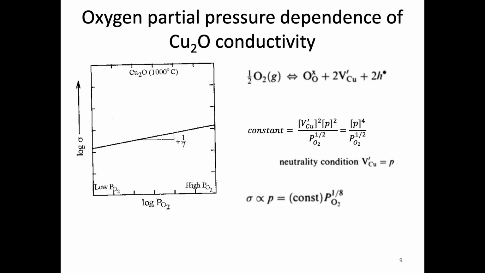And so same thing if we create that mass action expression here, and then the neutrality condition where the holes are going to be equal to the vacancies, then we can simplify that, and in this case we would get a 1/8 dependency. So that would be our slope. And so you'll see that we have a 1/8 here and a 1/7. That's probably as close as we can do. So that's pretty close. There could be other factors happening, but again, it is experimental results. So we are close to that level. So this is just to get you thinking about some temperature and also pressure dependencies of conductivity that we could see in various materials.